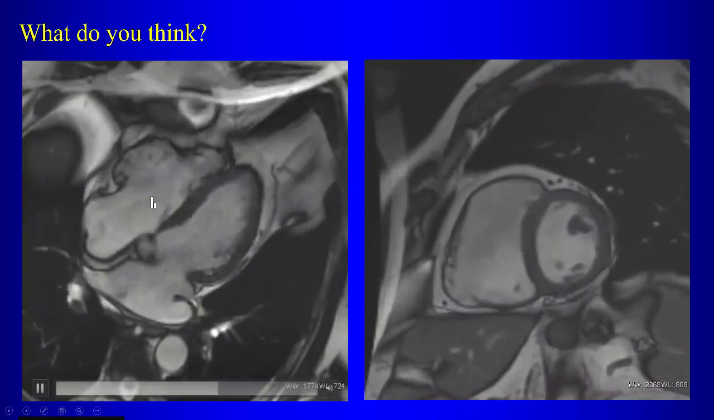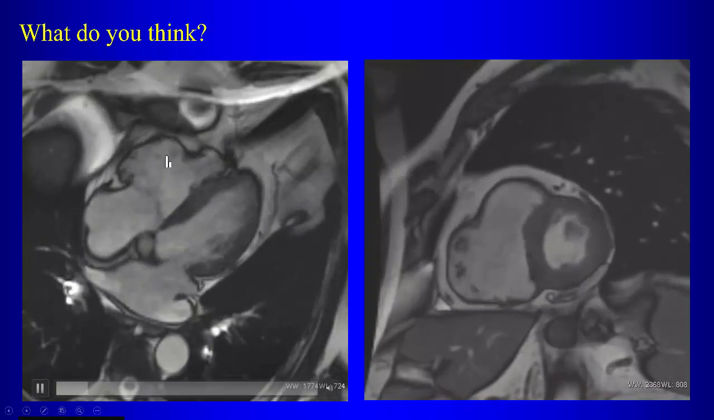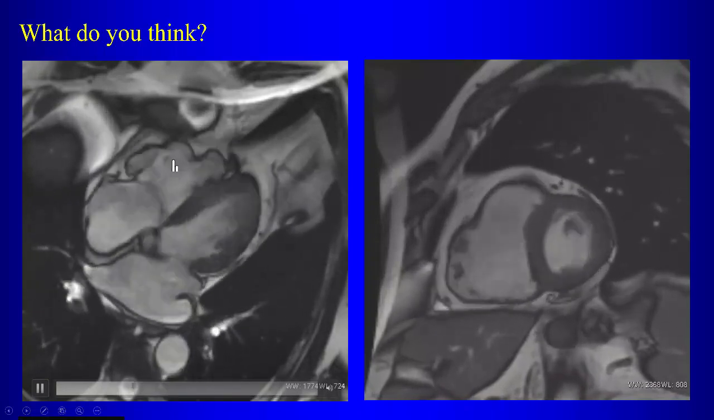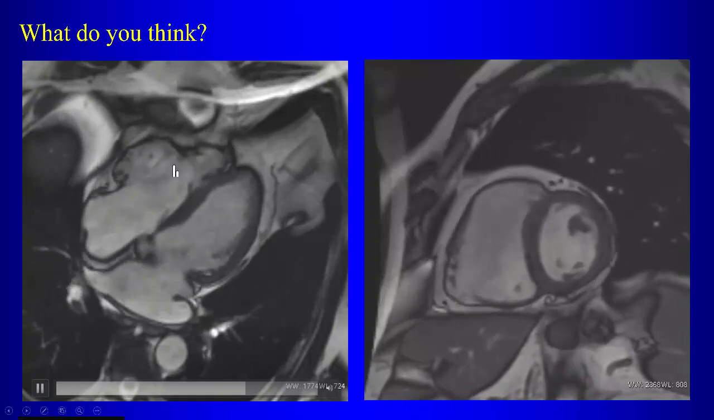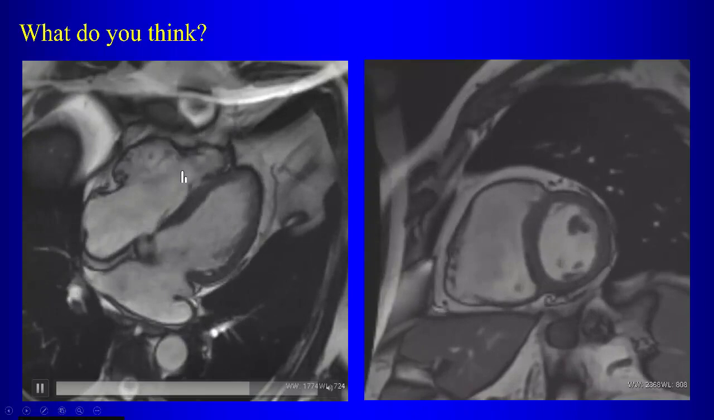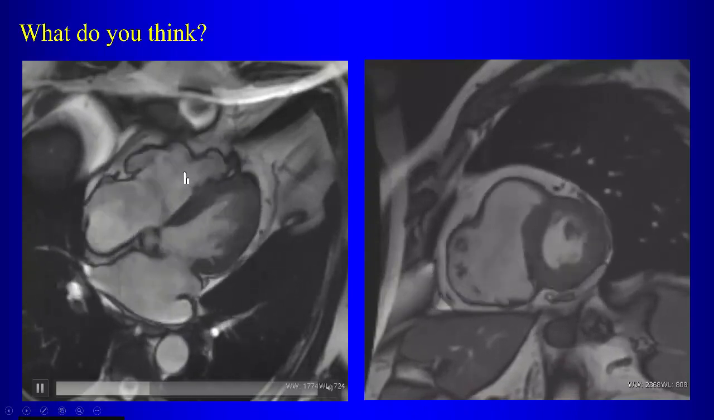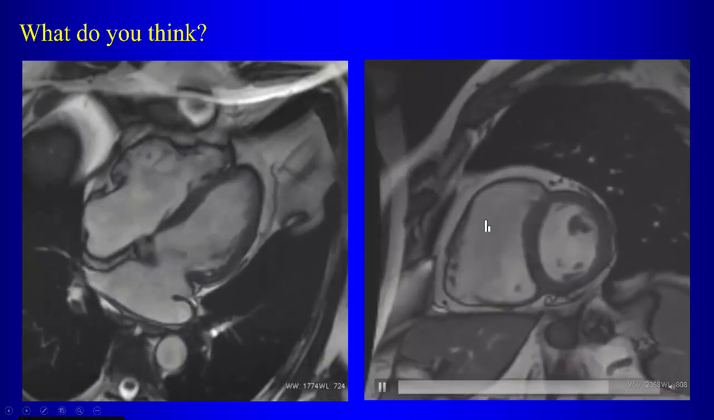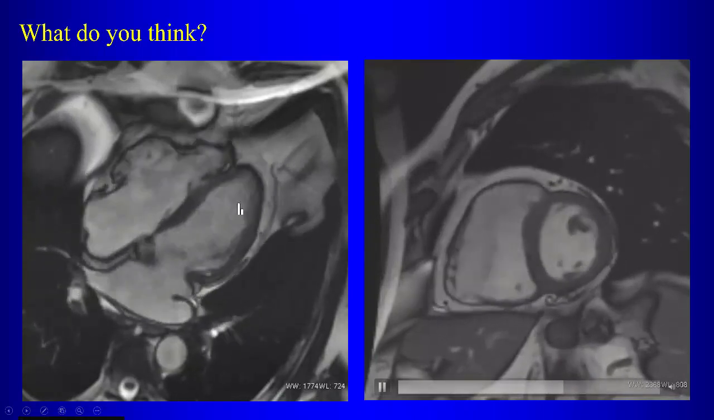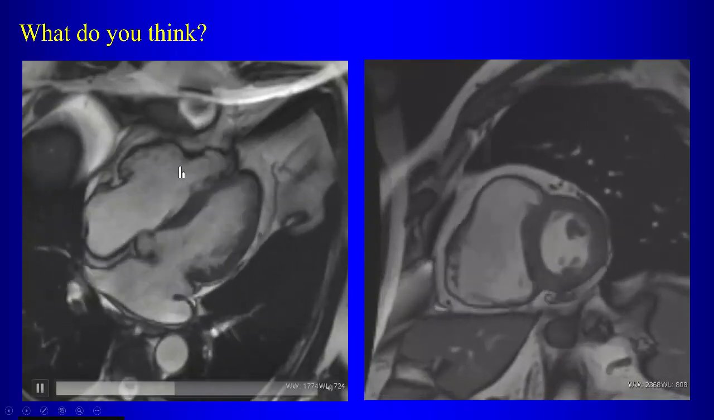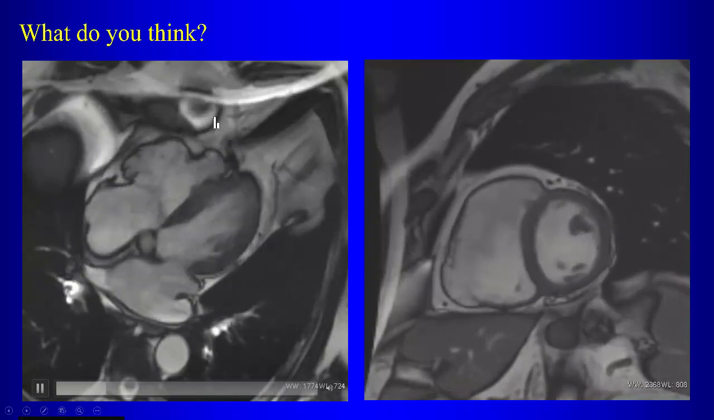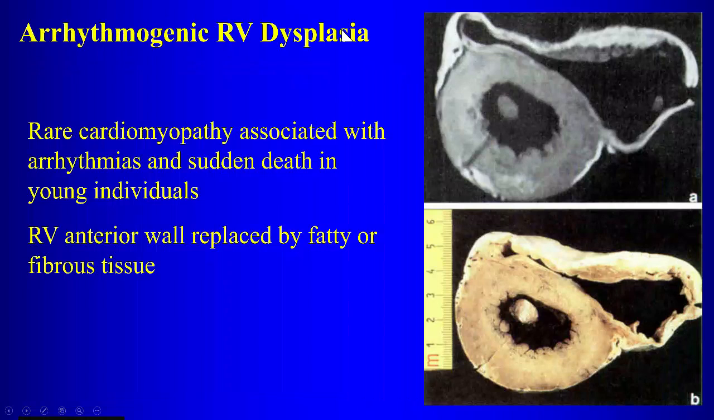So this kind of appearance, this crinkling of the ventricular wall, you see that crinkling there, kind of like an accordion? That's very characteristic for this disorder. So this is a disorder that causes dilatation of the right ventricle and causes dyskinesia, especially along the outflow tract, along the free wall of the right ventricle. Okay, and then this crinkling is very characteristic. What is the disorder? ARVD, arrhythmogenic right ventricular dysplasia.